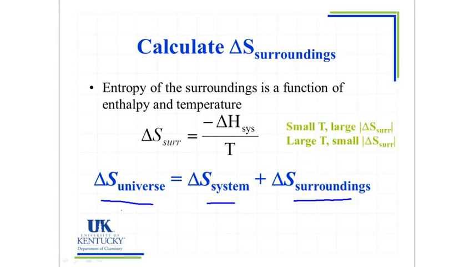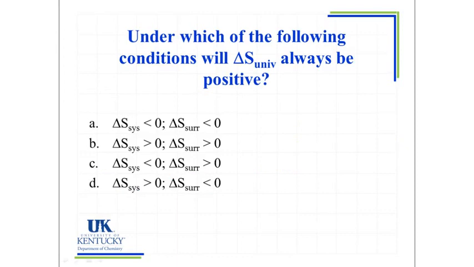So as we said before, at a small T, or a low temperature, we have a large delta S of surroundings. For a large T, we have a small delta S of surroundings. Let's look at an example. Under which of the following conditions will delta S of the universe always be positive?